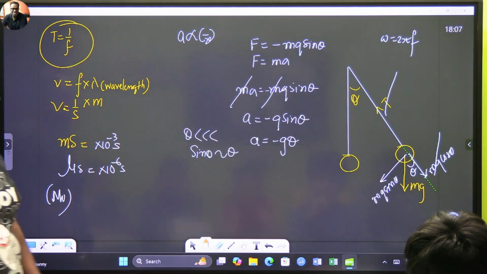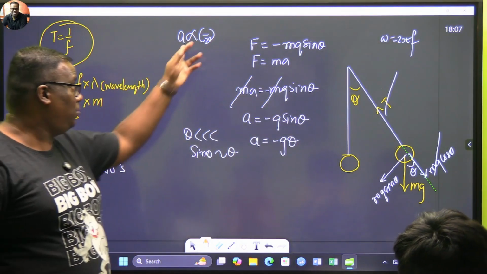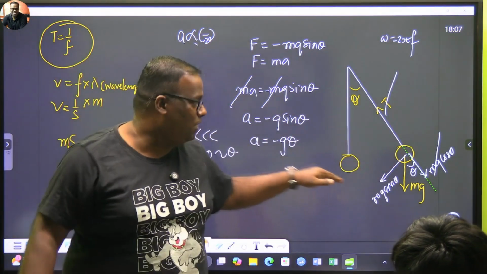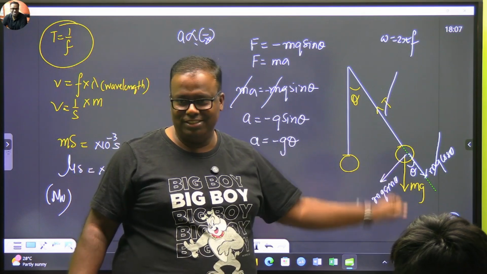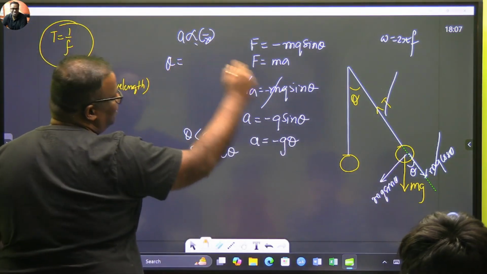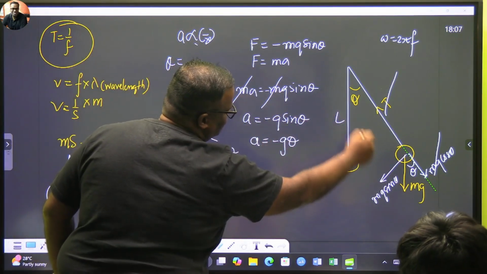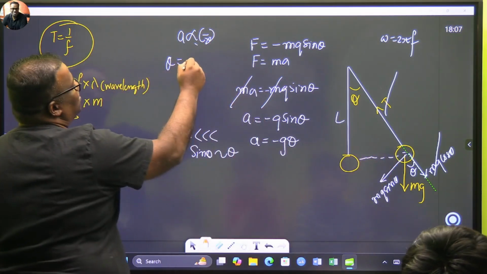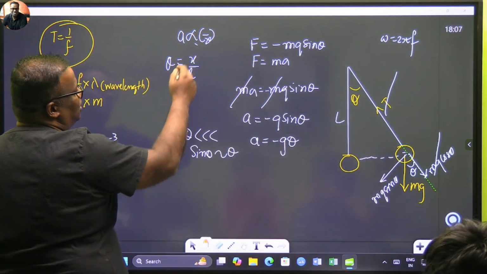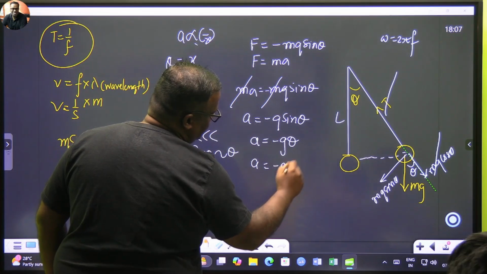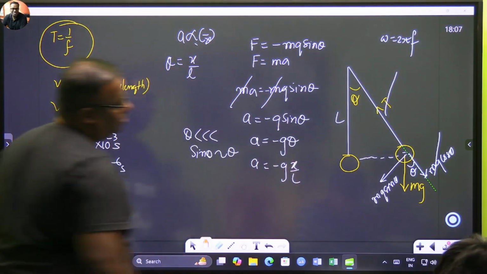That is one more done. In simple harmonic motion you have to arrive at this, and you cannot go beyond small angles. It should not become a curve; it should become straight. Right? Then again, theta in radian measurement, this is the length of the pendulum L, and this much portion is how much? x. So it becomes x by L. Okay, this will get boring for you. So theta is equal to x upon L. So here we say a is equal to minus g x upon L.